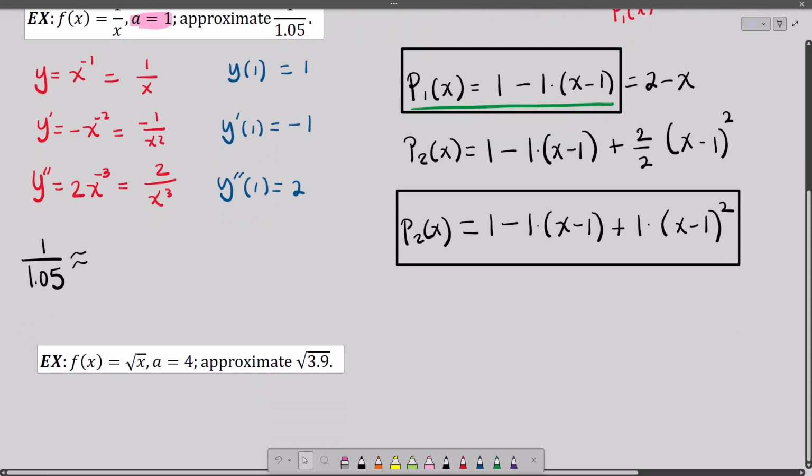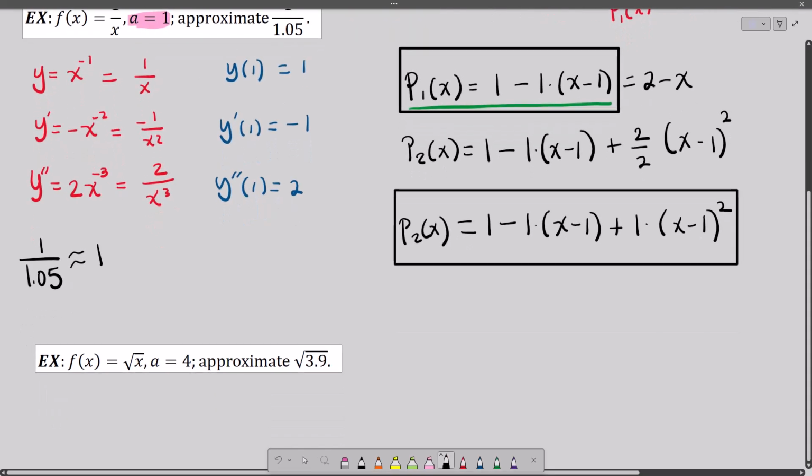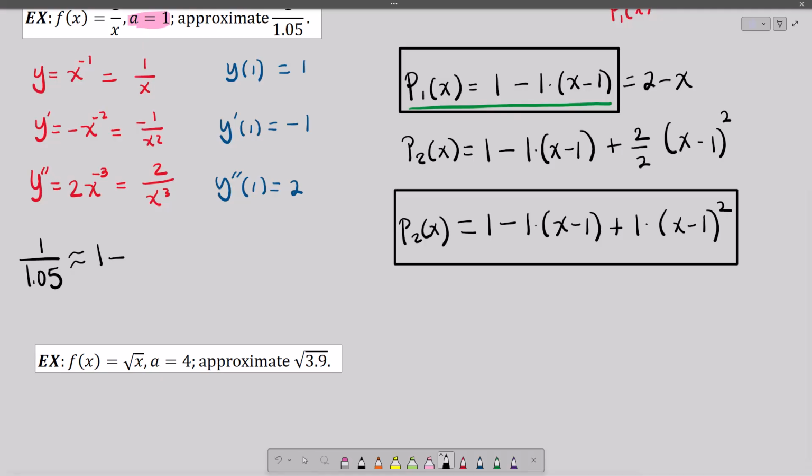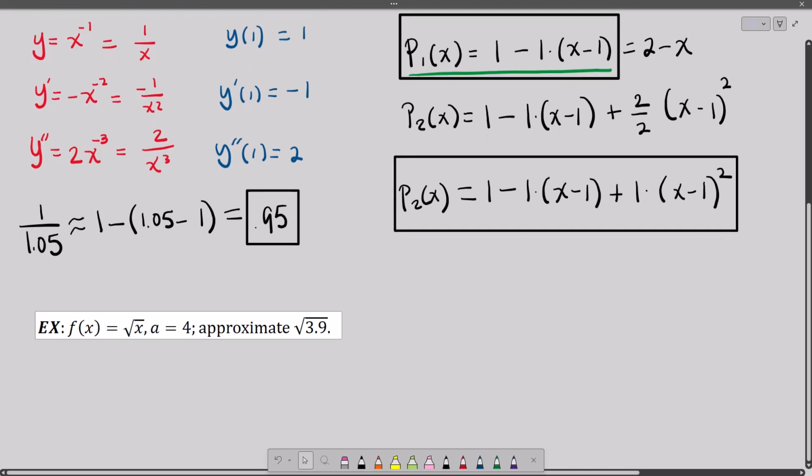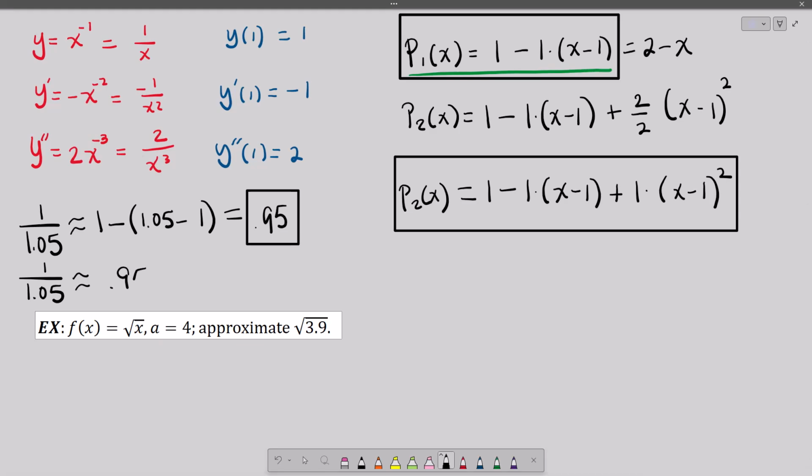Fair enough? So this is going to be 1 minus, we can take away the multiplier of 1, 1.05 minus 1. So 1.05 minus 1 is 0.05. 1 minus 0.05 is 0.95. So that tells us that that is our best linear approximation. Now, if we want our best quadratic approximation, it's going to be that 0.95. That's going to be the simplification of this whole first part. All right, we could cut to the chase there, put the 0.95 there, and then it's going to be plus.